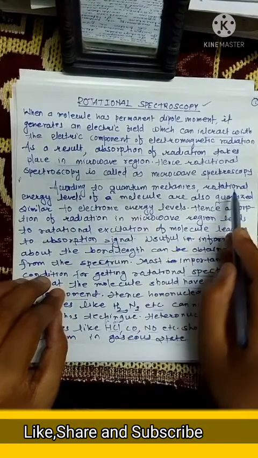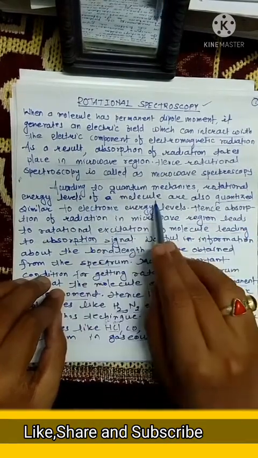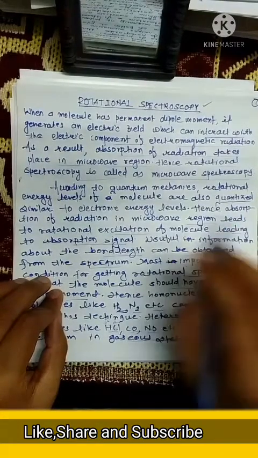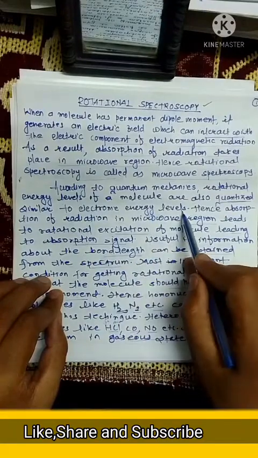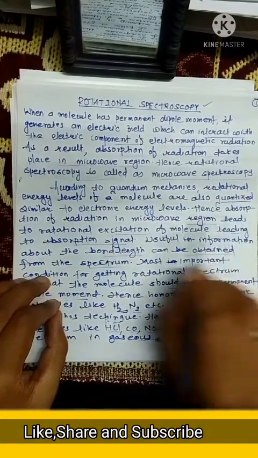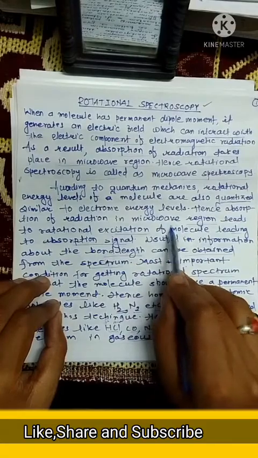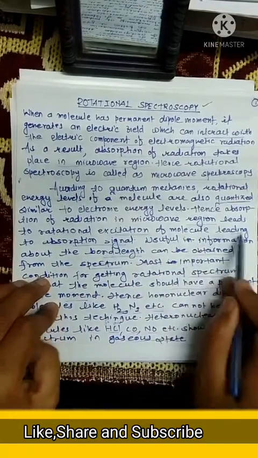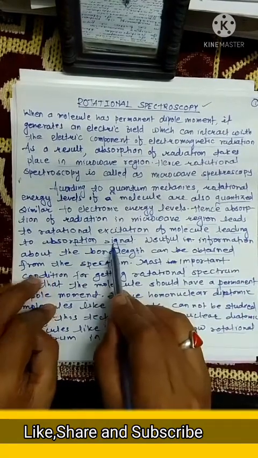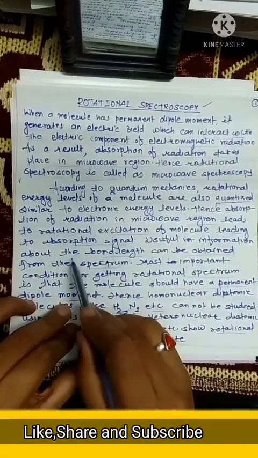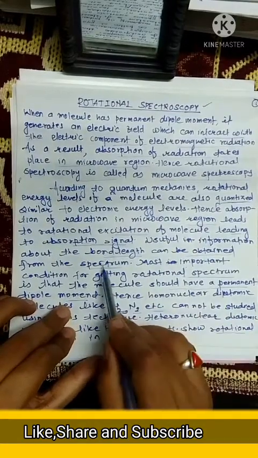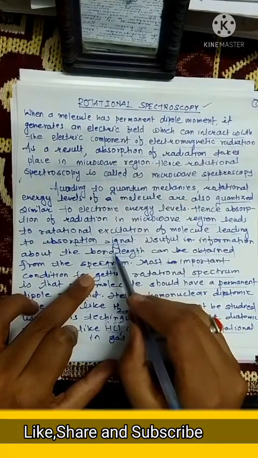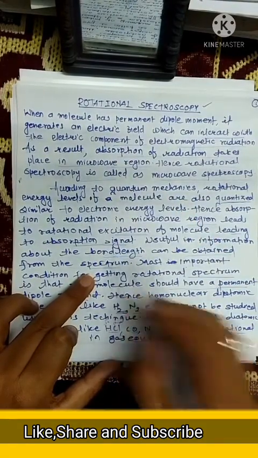According to quantum mechanics, rotational energy levels of the molecule are also quantized. It is important. Similar to electronic energy levels, absorption of radiation in the microwave region leads to rotational excitation of the molecule, leading to an absorption signal. Useful information about the bond length can be obtained from the spectrum. So basically, rotational spectroscopy is used to find the bond length of the molecule.